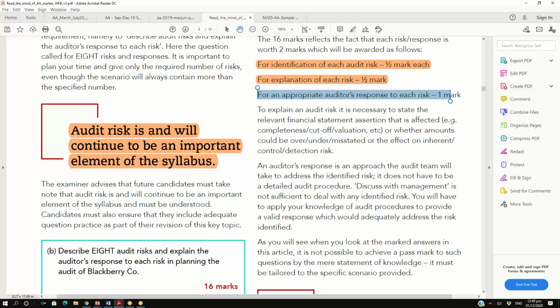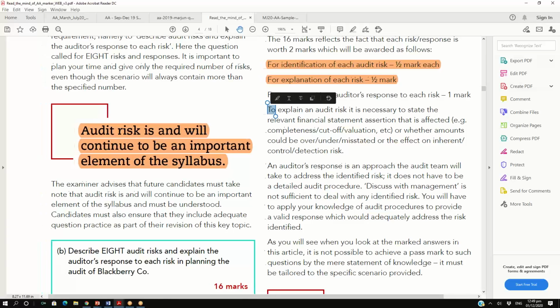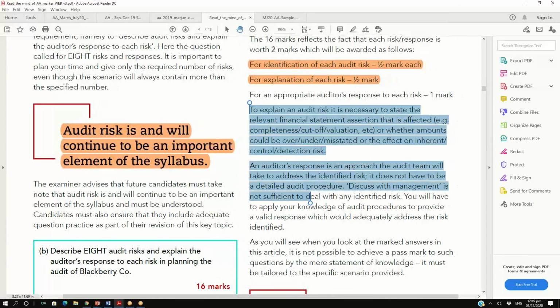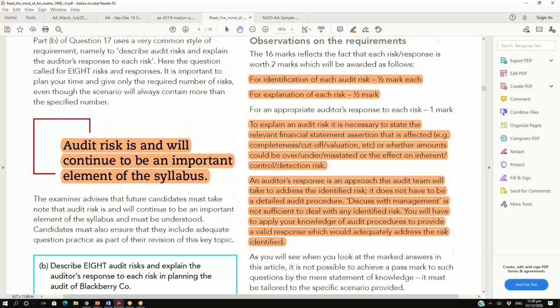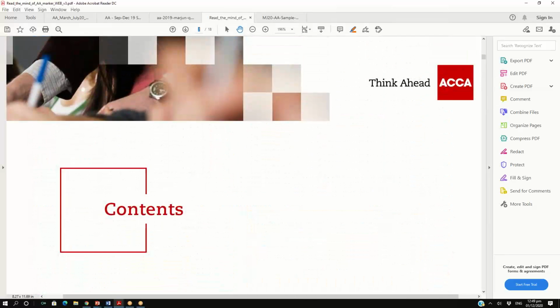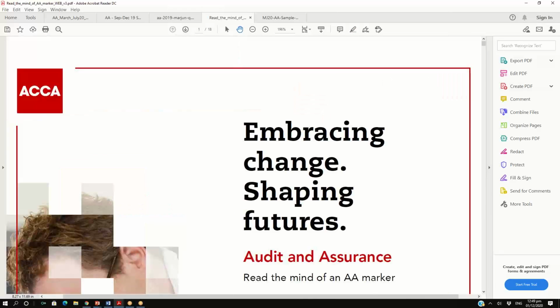And the examiner then justifies how you explain. See, to explain the audit risk, you should do this. And to put an audit response, you should do this. So I would prefer that you read this marking scheme article very carefully so that you know how you write the explanation. So please, this is just a small article if you can spend time on it. This is Read the Mind of the AA Marker, and I can share the link of this and the file with you. But this is a wonderful document.